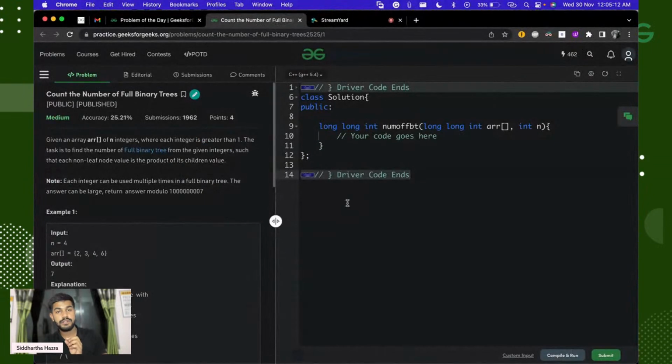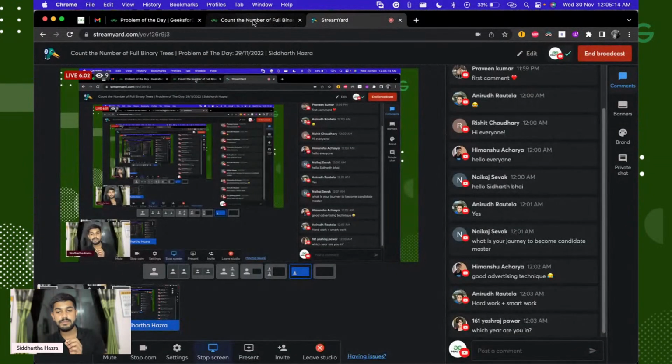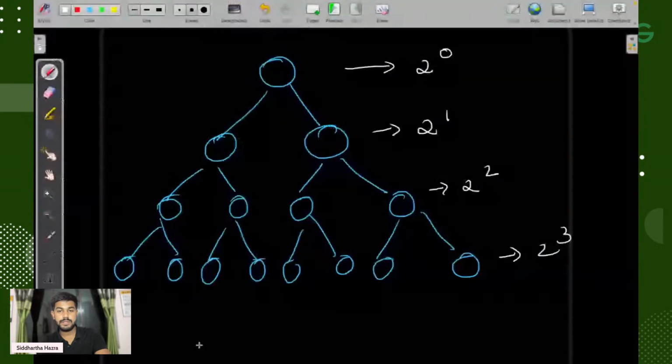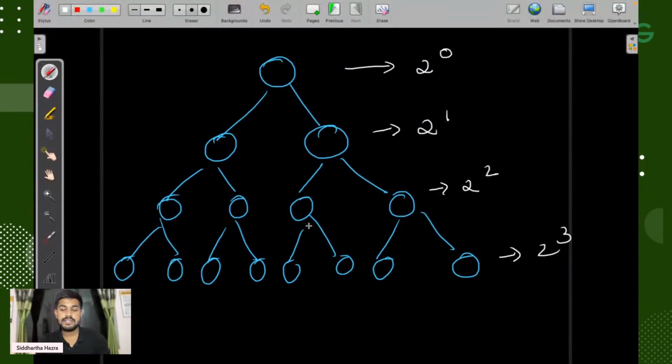Like this. Okay. Am I visible? Yeah. I'm still visible. Okay, this is what it is. So this is known as a full binary tree. Suppose we are at the zeroth level, so it should have two to the power zero. We are at the first level, two to the power one. Then it should have two to the power two. Okay, fair enough. This is what they are asking for.